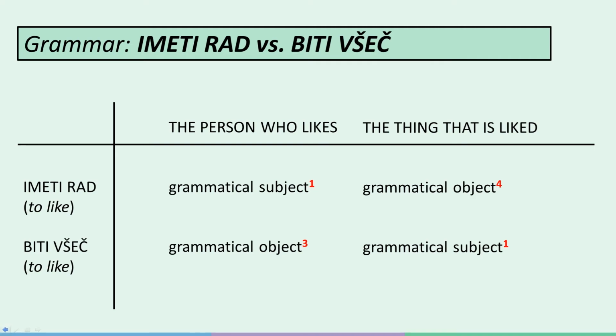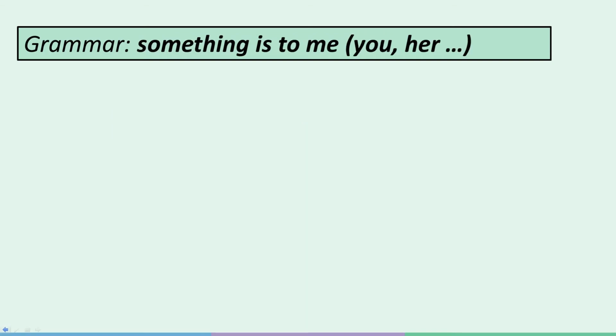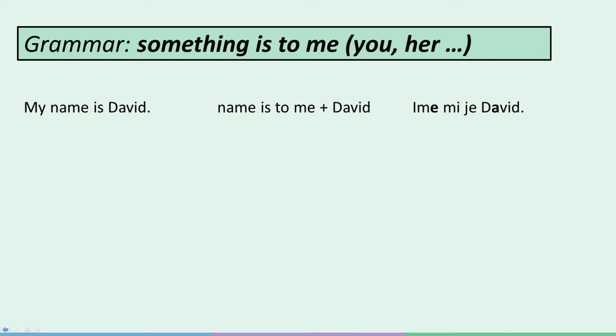Okay, we also said this grammar point is important because it's not limited to the všeč structure, but is used elsewhere as well. Here is a list of the most common dative phrases that work in the same way. One of the first things you learn is how to say my name is. For example, my name is David. Now you can introduce yourself in other ways as well, but a very common expression is name is to me plus the actual name. In Slovene, ime mi je. For example, ime mi je David.